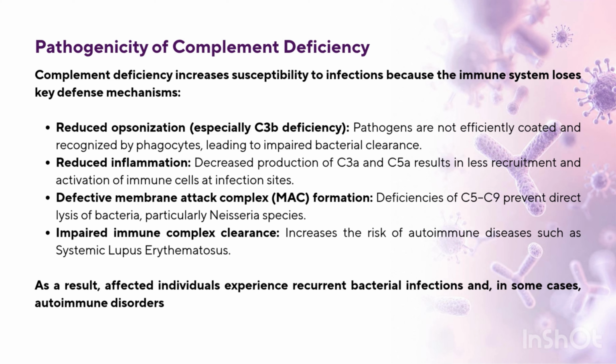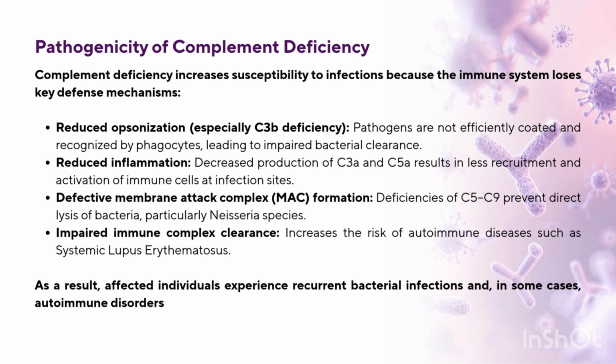Another consequence is a weaker inflammatory response. Lower levels of C3a and C5a mean fewer immune cells are recruited to the site of infection, which slows the body's defense against pathogens. In addition, deficiencies in C5 to C9 prevent the formation of the membrane attack complex, which normally kills bacteria by creating pores in their cell membranes. This is especially important for protection against Neisseria infections.